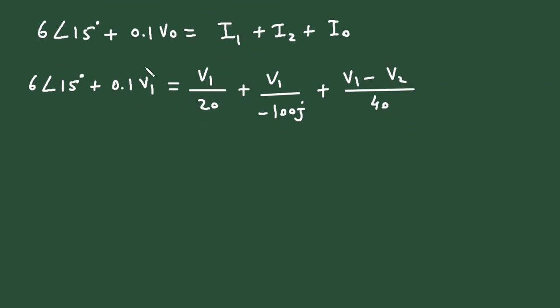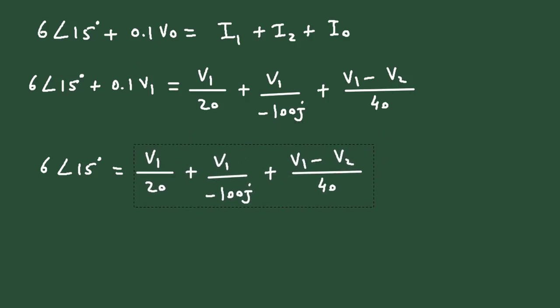Now let's take this V1 on the right side. So 6 at an angle 15 degree is equal to, also here we can take this V1 common, or first let's take this on the right side. So it will be V1 divided by 20 plus, let's copy it from here directly. Now let's take this on the right side, so it will be minus 0.1 V1.